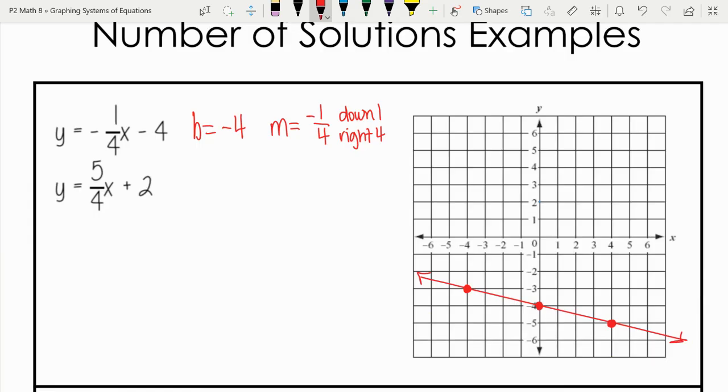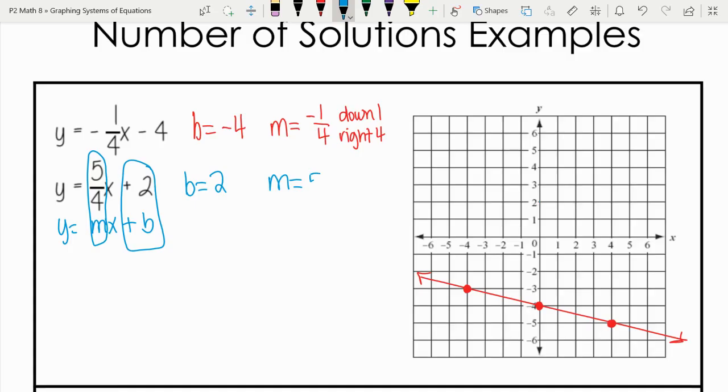Okay. I'm going to repeat the same thing for my second equation, which is y equals 5 over 4x plus 2. b is equal to 2. And if you don't know how we're getting these numbers, remember slope-intercept form is y equals mx plus b. Whatever replaces the b is your y-intercept. So in this case, b equals 2. Whatever replaces m is your slope. So in this case, our slope is 5 over 4.